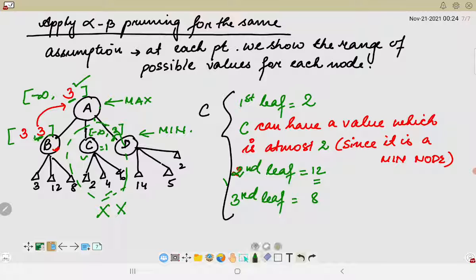Similarly, if we are considering the node D, so first leaf, let me again put here minus infinity and 14. When we are considering the first leaf, what is the value we are getting here? We are getting the first leaf as 14. Now D can have a value which is at most 14. Since at most 14, that means any value which is lesser than 14 would be accepted, right? So D can at most be 14.